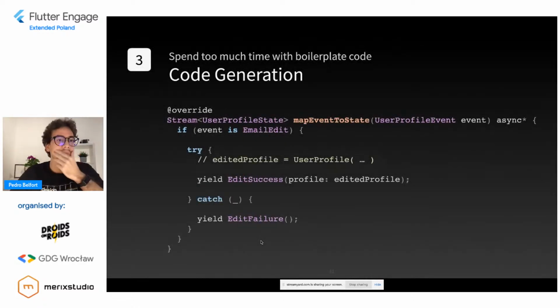Our next problem is that you might spend too much time with boilerplate code. And it would be so nice if you had some of this code that you expect auto-generated for you. It could be through, let's say, code generation. Why not? Okay, so let's say here that I am in my bloc and I have my famous map event to state function. And in this case, this is a very, very isolated example.